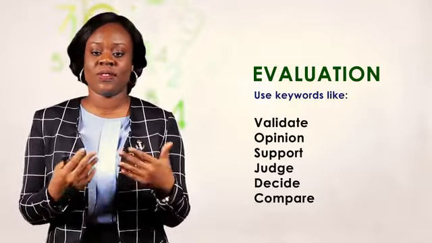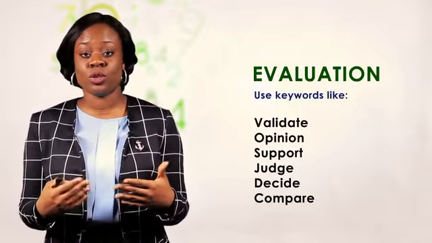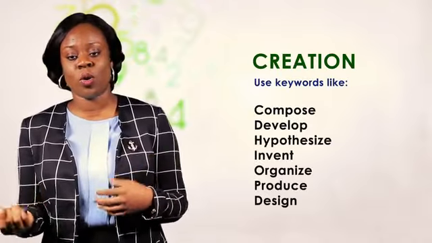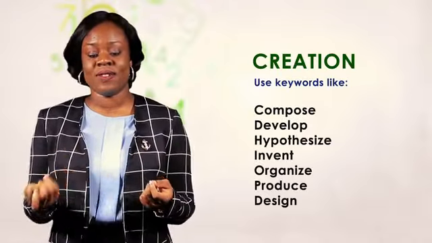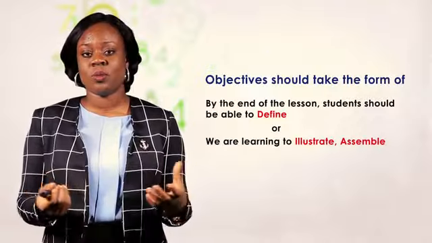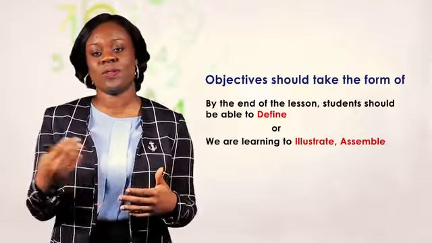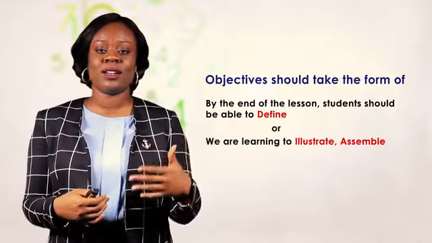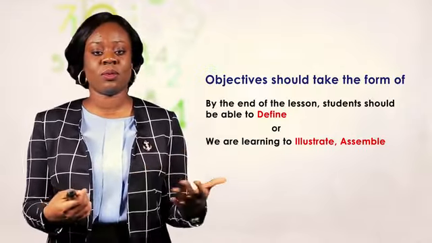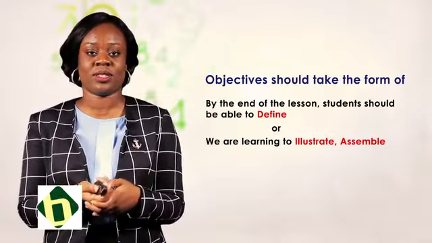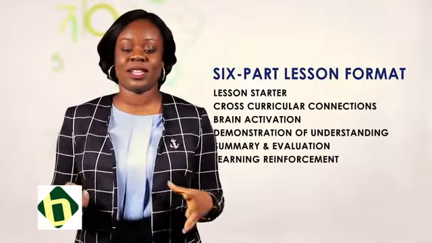Evaluation can be measured using validate, use an opinion to support or judge, and creation can be measured using compose, develop, and invent. So for example, your objective should take the form of, by the end of the lesson, students should be able to define, or we are learning to illustrate, we are learning to assemble, and so on. So you should list out your objectives in this format. Let's go into the 6-part lesson format.